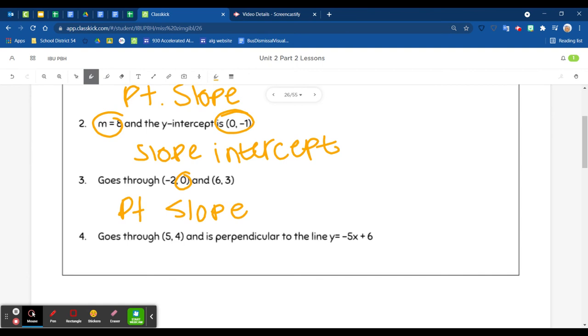Lastly, I have it goes through the point 5, 4 and is perpendicular to the line negative 5x. Well, perpendicular gives me the slope, right? I know if it's perpendicular, I'm going to use the opposite slope. So I have a point and a slope. So again, I would use point-slope.